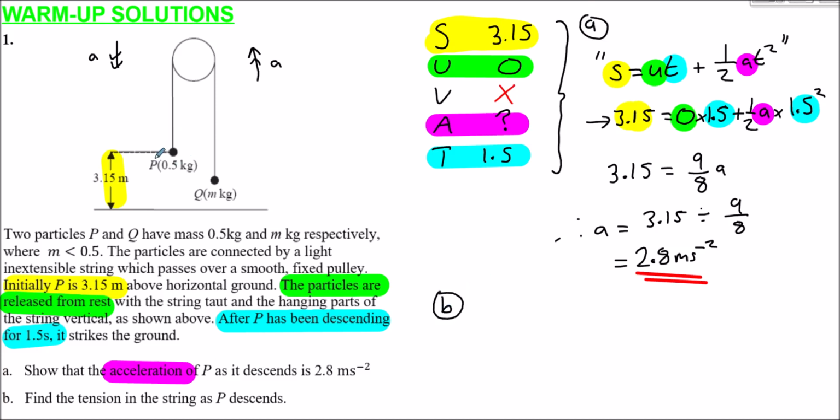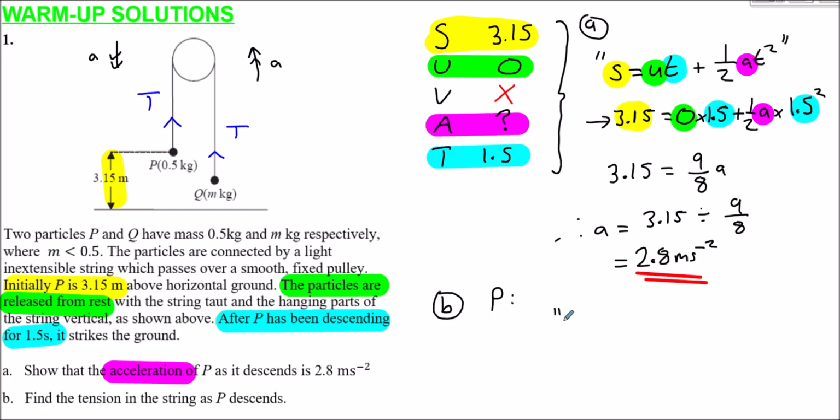So P is going down. Tension will always act to resist motion and always acts away from the particle. So the tension relative to P will act upwards, and the tension relative to Q also will act upwards and away from it. So just considering P, the net force must be going down because P is accelerating downwards.